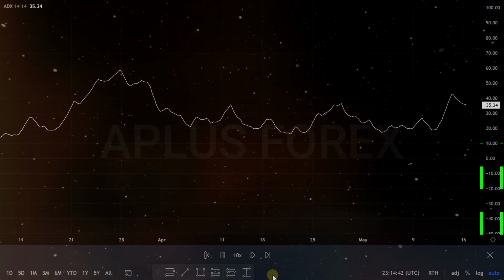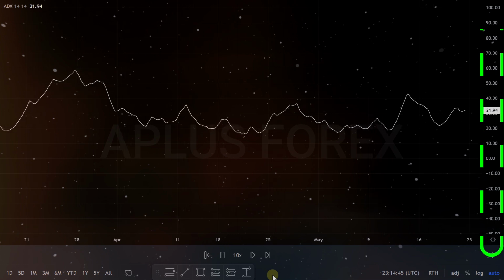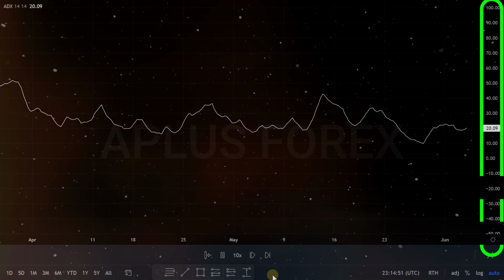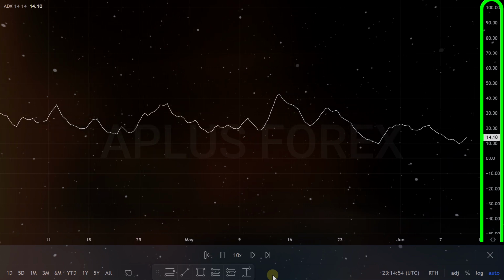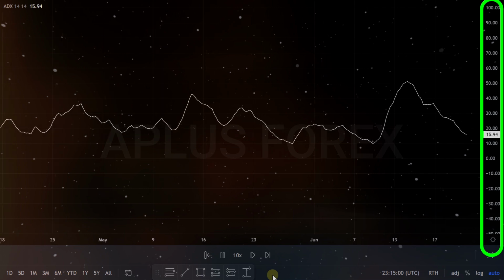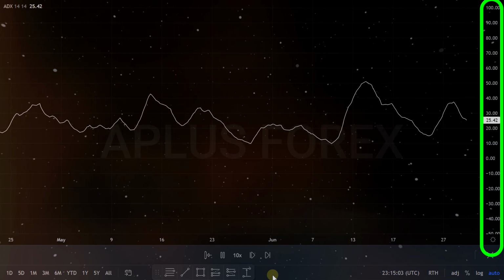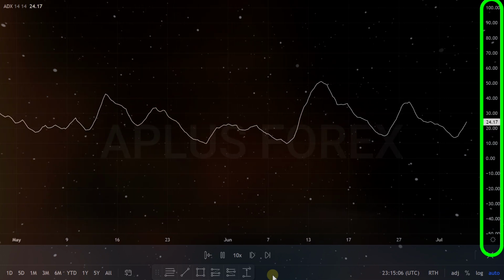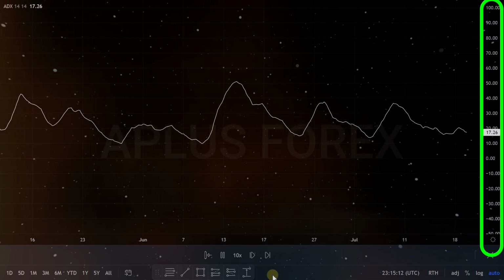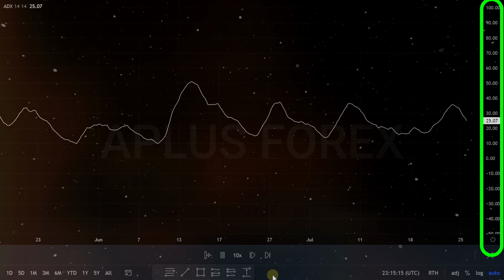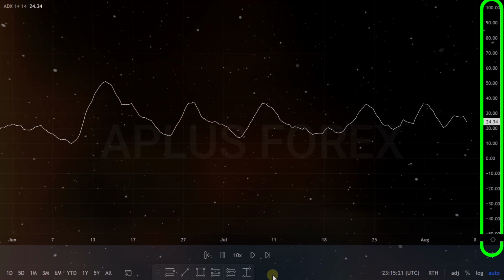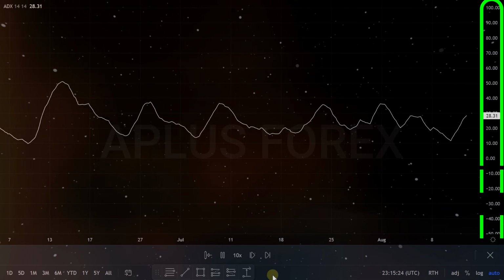This indicator will show how weak or strong a trend is depending on the values. For example, ADX value of 0 to 25 represents absent or weak trend. Values of 25 to 50 represents a strong trend. Values of 50 to 75 represents a very strong trend. And finally, values of 75 to 100 represents extremely strong trend.